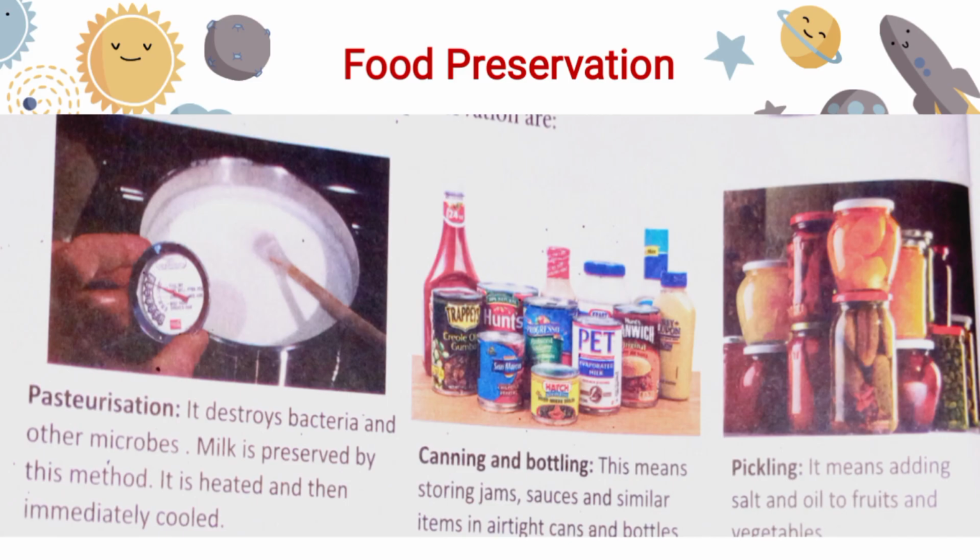Now next is canning and bottling. So we used to store our food in cans and bottles, as you can see in so many pictures. Now next, pickling. So what do you mean by pickling? When we use some fruits or vegetables to make pickles, what do we add? Salt and oil to the fruits and vegetables. So why are we adding salt? We are adding the salt so that our pickle is not affected by microorganisms, and oil also will protect our fruits and vegetables from being affected by microorganisms.